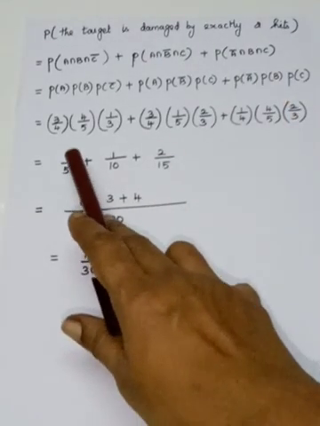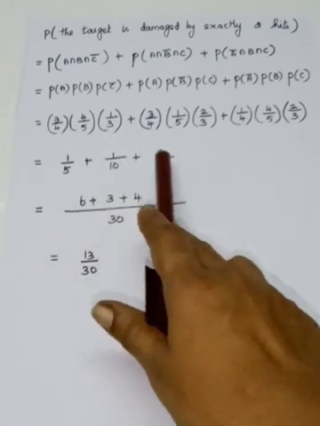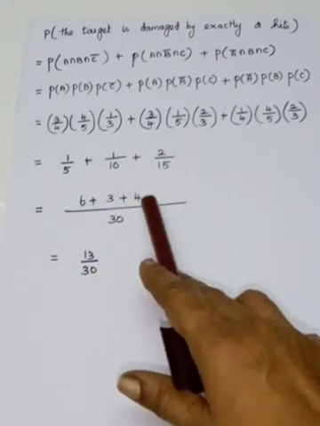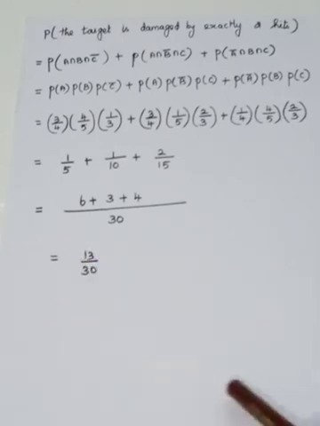So here 6 plus 3 plus 2. So 2 2s are 4. So the answer is 13 by 30.